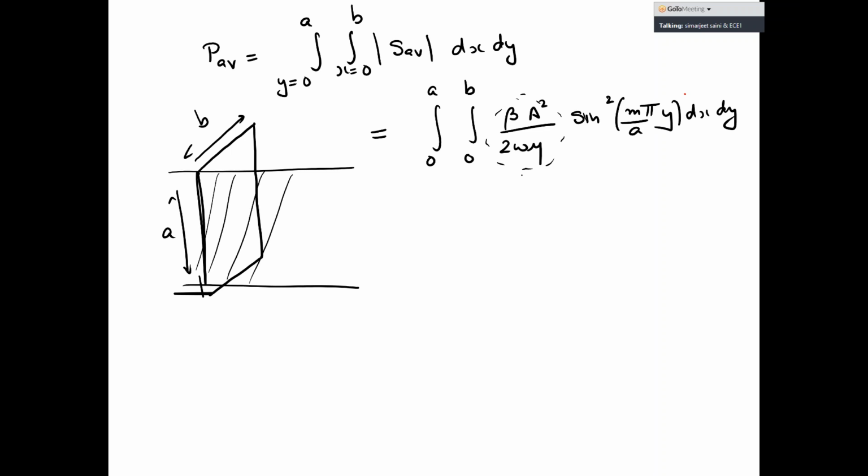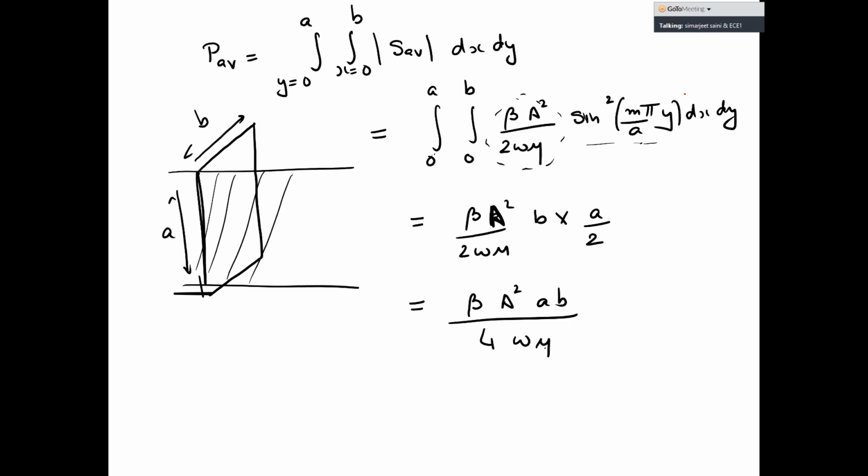These are just constants. This is a sine square function with respect to dy. If you remember your Fourier transforms well, the integral of that, if it goes over at least one period, is going to be the difference between the subscripts divided by 2. So this just becomes beta A square, capital A square b multiplied by a by 2, or it would be beta A square ab by 4 omega mu. I'll put these notes online so you can see these equations.